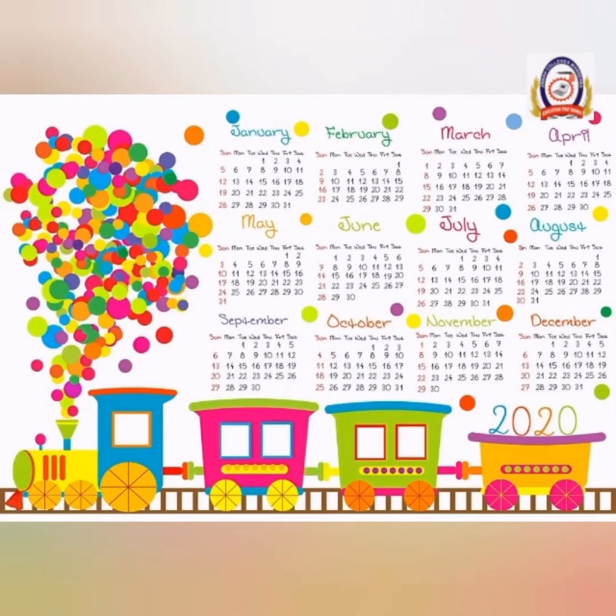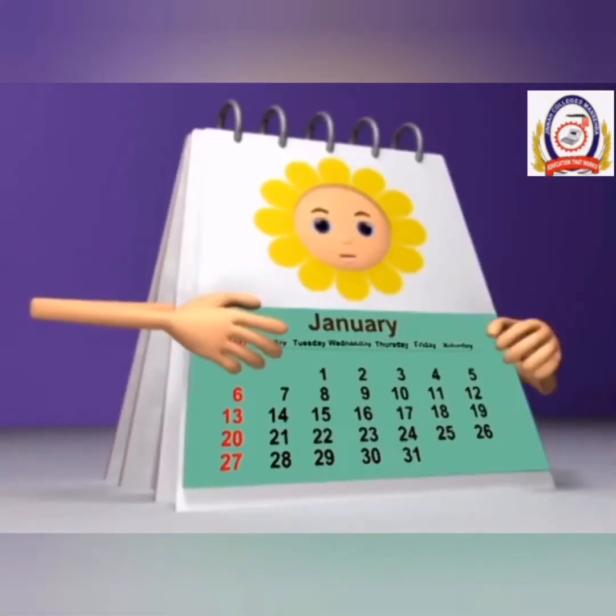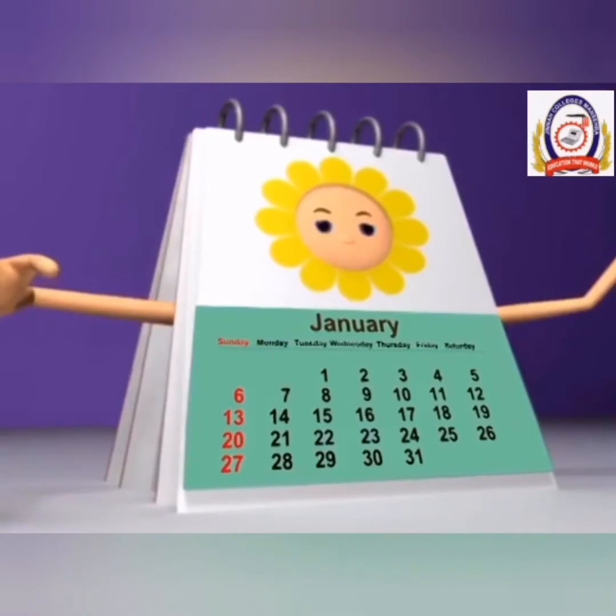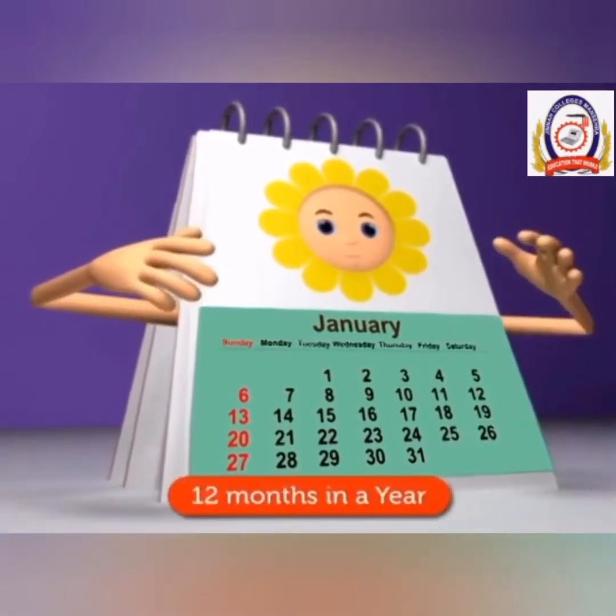Calendar has months, week, and days. Do you know how many months are there in a year? There are 12 months in a year.